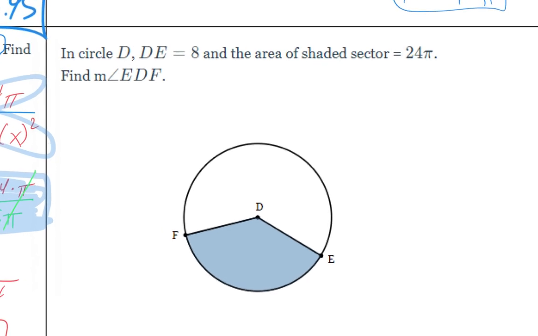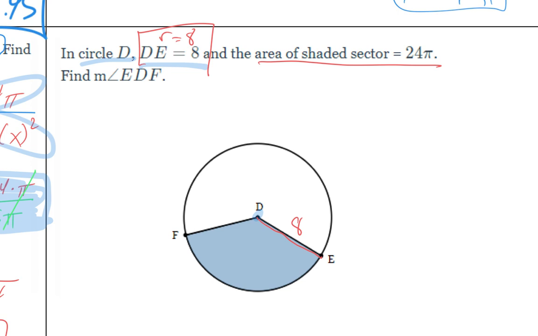All right, hopefully you tried it. At least try to see what you can do. Let's read through it together. It says in this circle D, which we know the center is D, DE equals 8. So DE, let's trace that in. D to E, and we're going to put an 8 there. Well, what do we know about DE? DE is the radius, right? So we can say radius is equal to 8. It gives us the area is 24 pi.